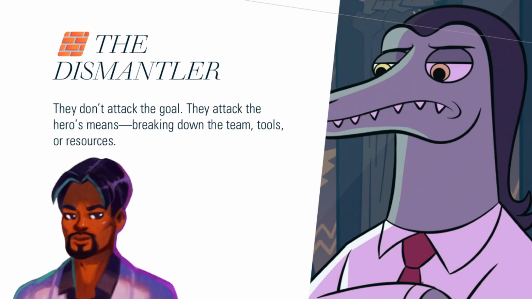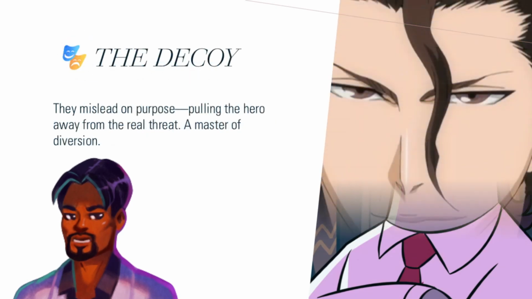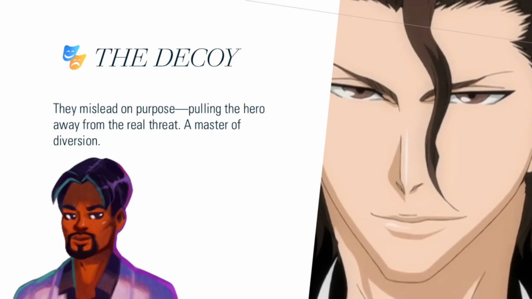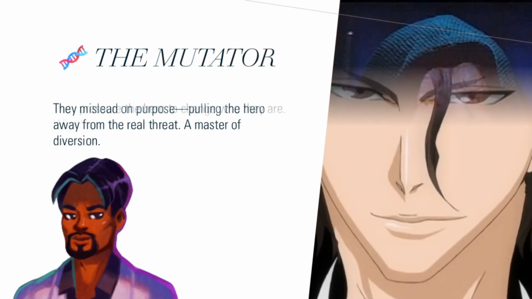They attack the hero's ability to act. Not the goal, but the team, the tools, the resources, the foundation. They hollow out the hero's structure until the pursuit becomes impossible. Number 6. The decoy. They lead the hero in the wrong direction on purpose. Their job is distraction. Send the hero chasing shadows while the real threat grows. They make the story about realizing too late.